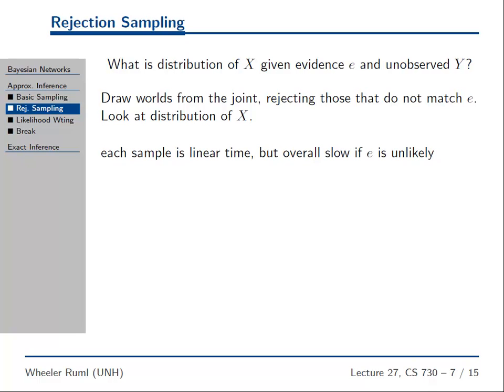So this is extremely easy to implement and extremely slow if the evidence is unlikely, because very few worlds will match, and you'll be like Mr. Rejection. They all get rejected except for 1 out of 60,000. Yeah, so that's too bad. So what do we do about that?